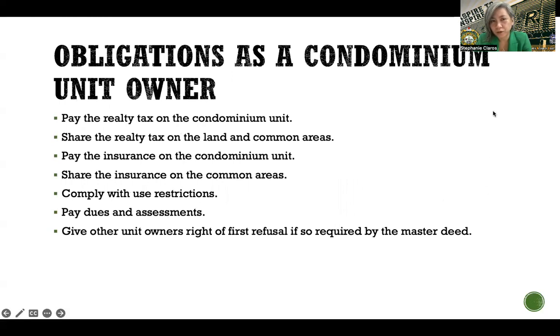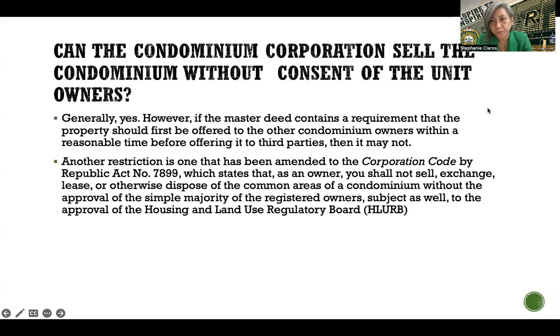So what are the obligations of a condominium owner? Pay the tax, share the realty tax on the land and common areas, pay the insurance, share the insurance in the common areas, comply with use restrictions, pay dues and assessments, and give other unit owners right of first refusal if so required by the master deed.